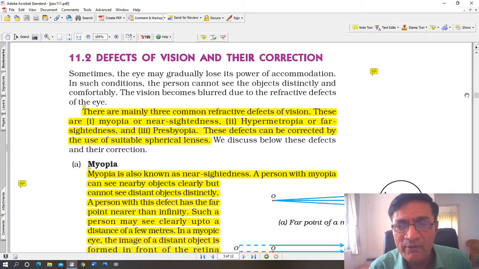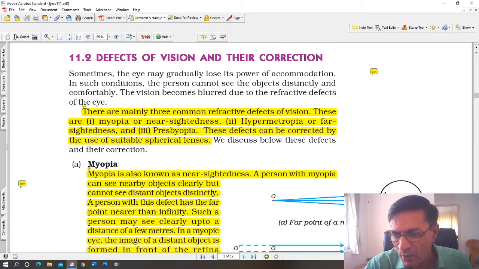Now there are 3 main refractive defects of the vision. They are called myopia, hypermetropia and presbyopia, the third one. Myopia or nearsightedness, hypermetropia or farsightedness, and presbyopia. These defects can be corrected by using suitable lenses, spherical lenses, convex or concave. But I look at the first one.